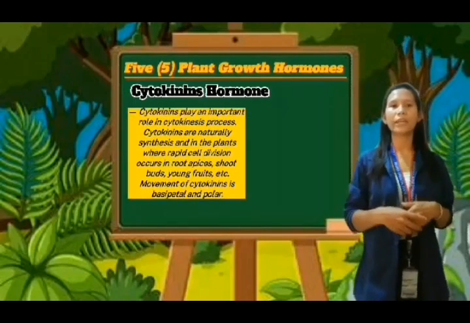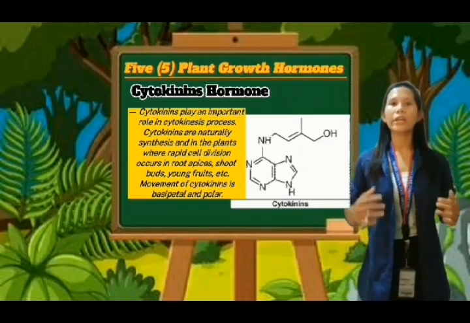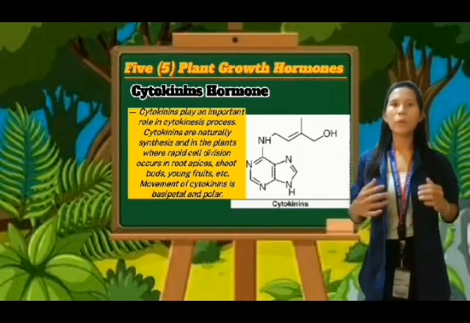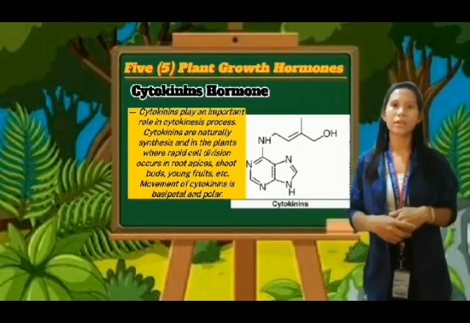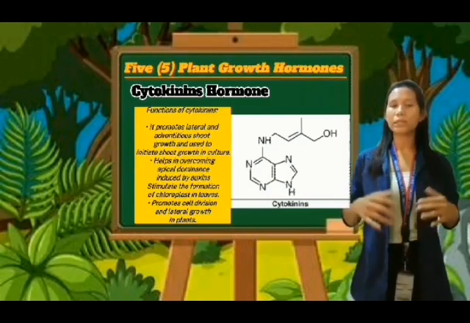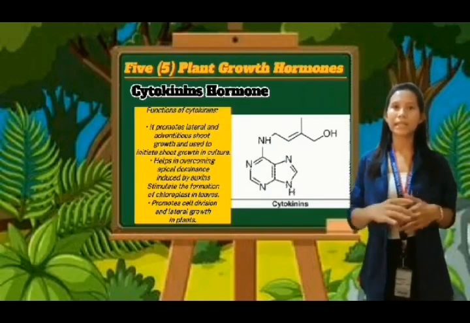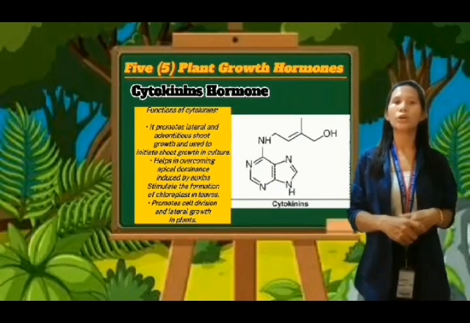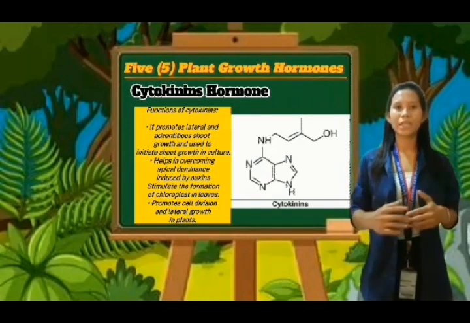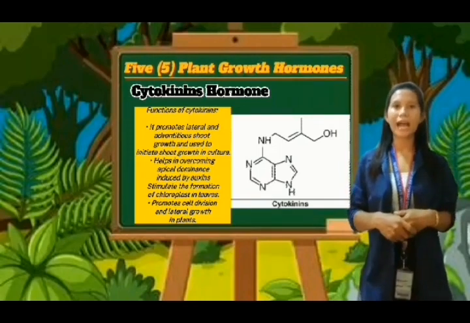Next is the cytokinin hormone. Cytokinins play an important role in the cytokinesis process. The movement of cytokinins is bipolar and polar. The function of cytokinins: it promotes lateral and adventitious shoot growth and is used to initiate growth in culture. It helps in the rapid division in seeds and fruits.